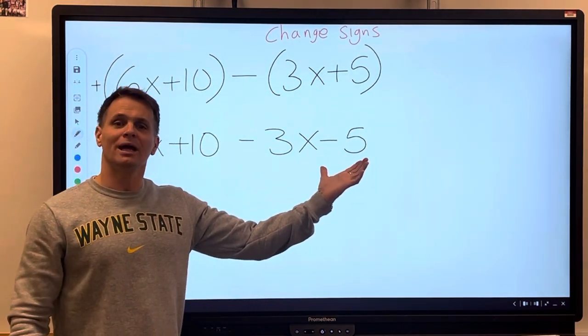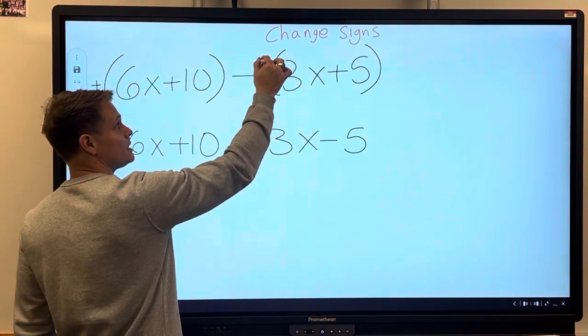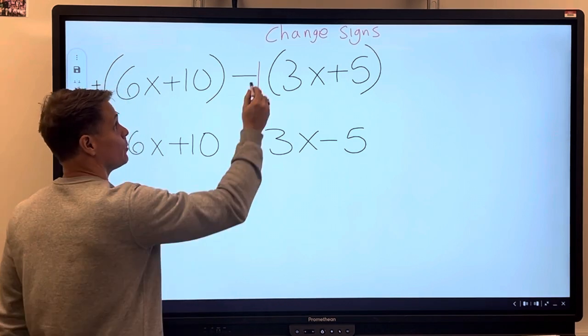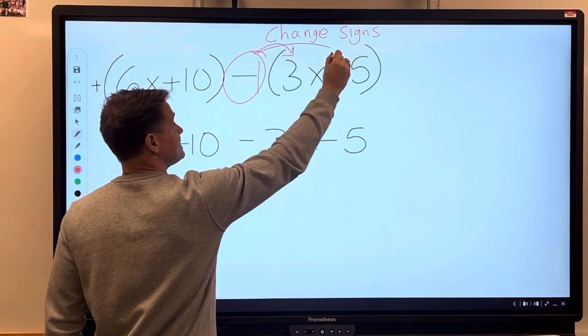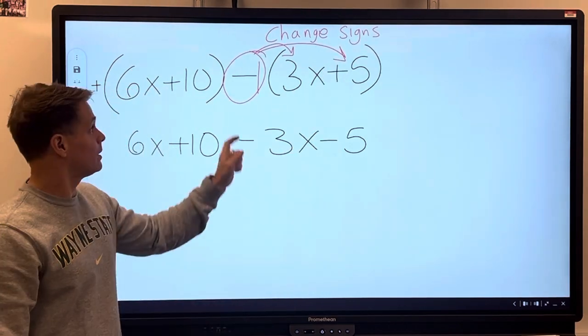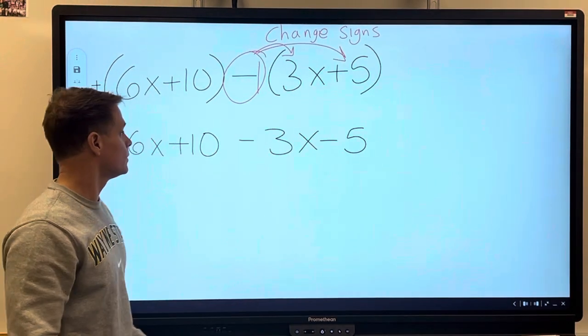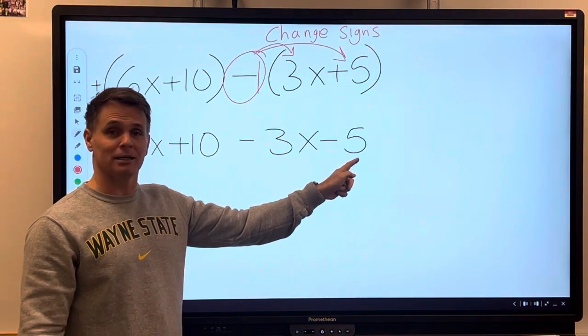Now why are we changing the signs? We're changing the sign because really this is a negative 1 right here. And if you remember the distributive property, really what we're doing is we're multiplying negative 1 times this and this. And when you multiply negative 1 by these terms, it changes the signs. So now I have 6x plus 10 minus 3x minus 5.